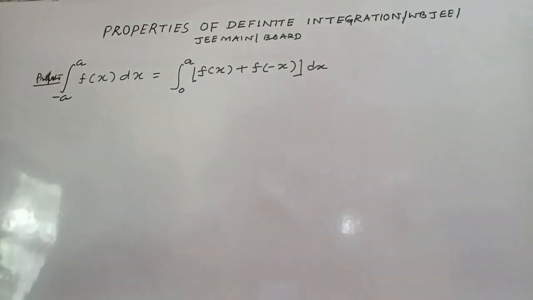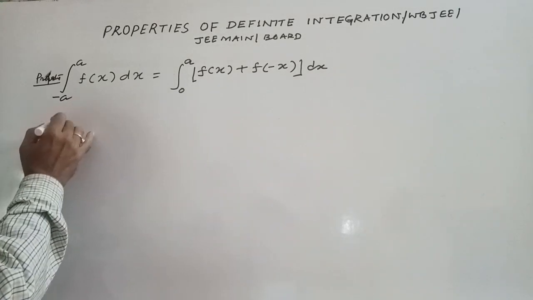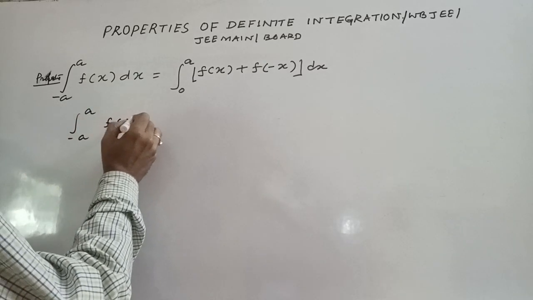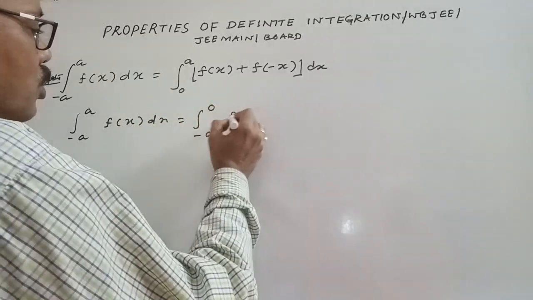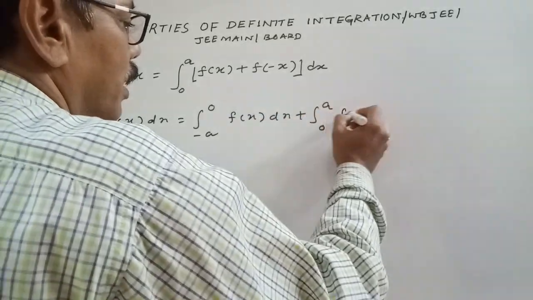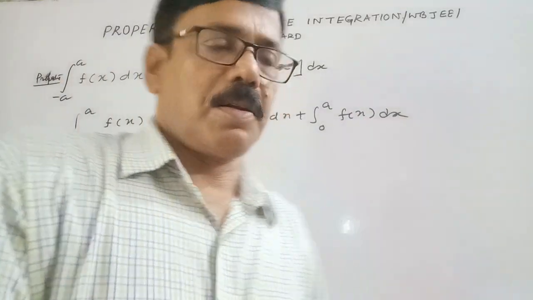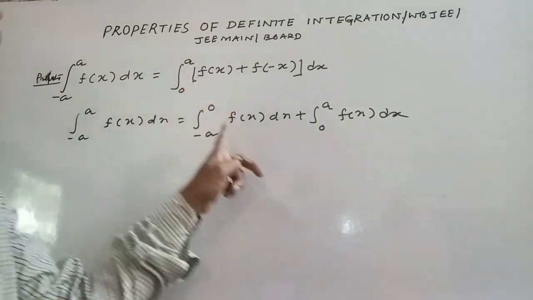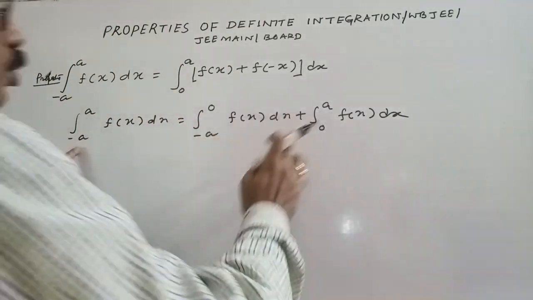So proof is very simple. Look at the proof if you are interested. So this one is integral from minus a to plus a of f(x) dx. We can write it as integral from minus a to 0 of f(x) dx plus integral from 0 to a of f(x) dx. By a property, integral from a to b of f(x) dx equals integral from a to c plus integral from c to b. We can divide the interval into two parts.